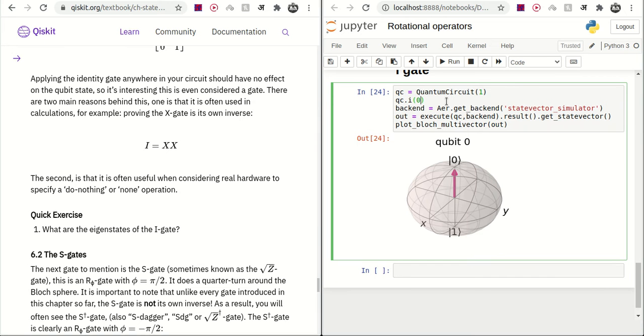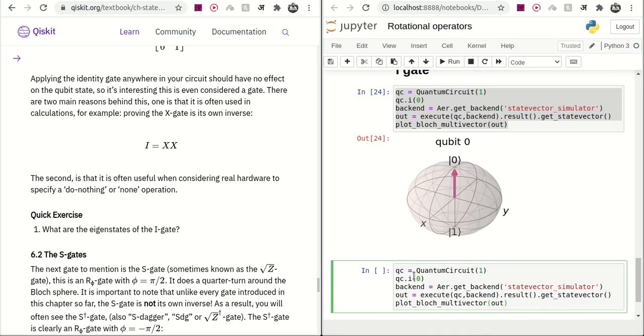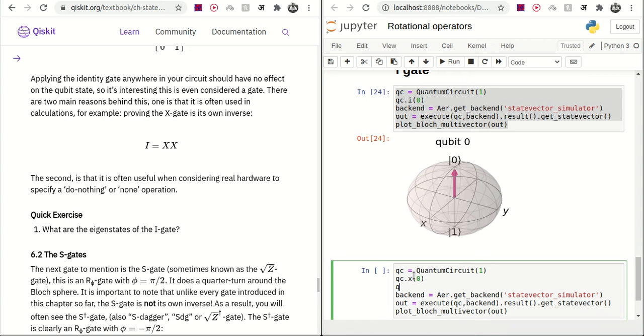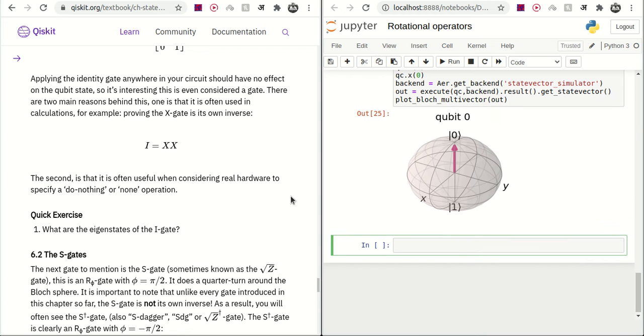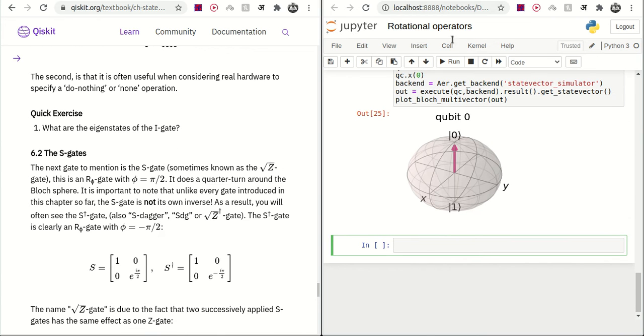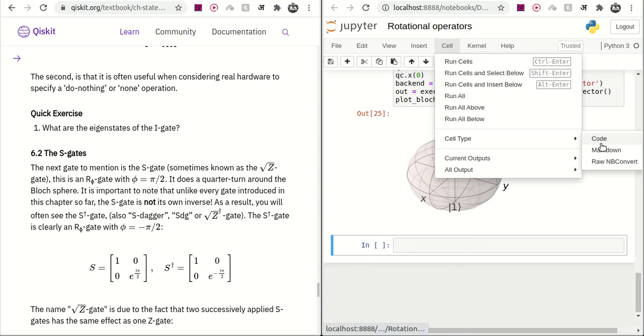And we can see that the same can be achieved if we apply two X gates, qc.x on qubit 0 and again qc.x on qubit 0, so it comes back to that location. Now we will study the S gate.